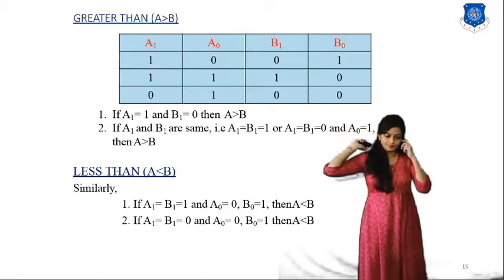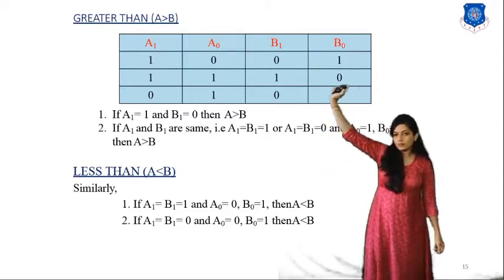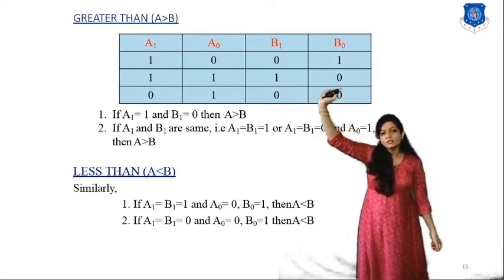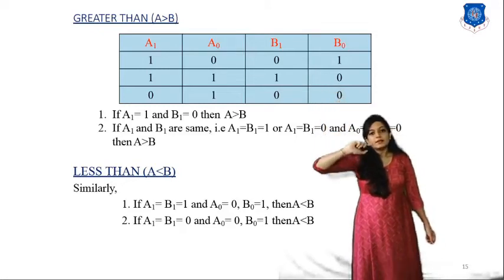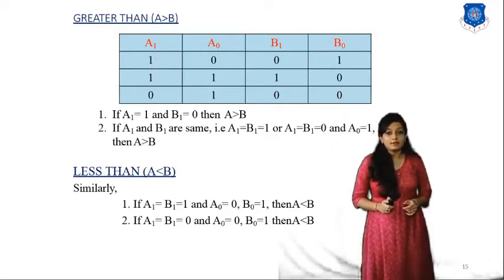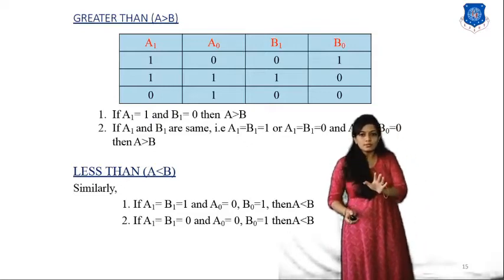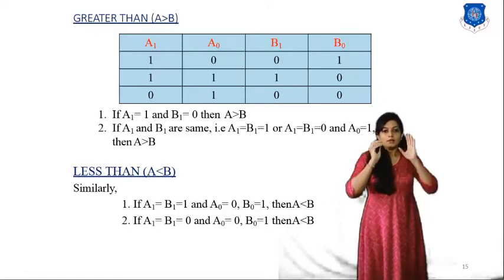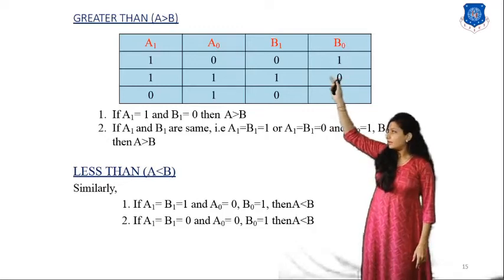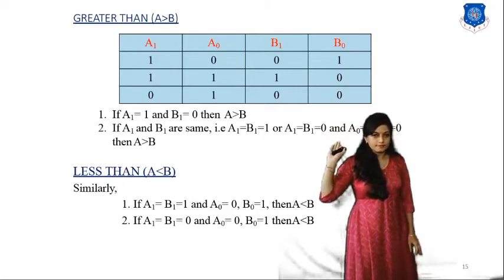See, first, A1 is going to be compared with B1. Over here, A1 is equal to 1, B1 is equal to 0. So A1 is bigger than B1. So we are not going to check again whether A0 is less than B0, equal to B0 or greater than B0. If A1 is greater than B1, then this output, A greater than B, becomes 1.